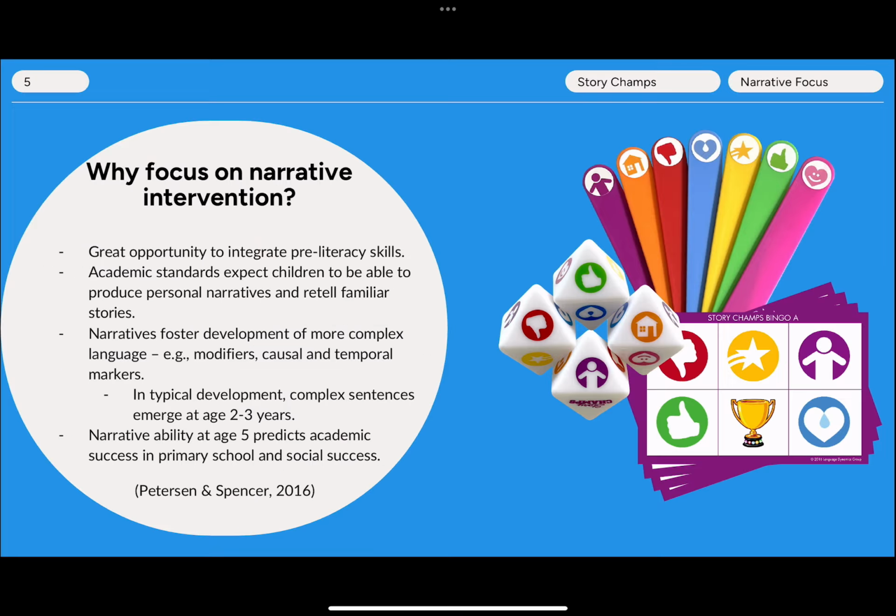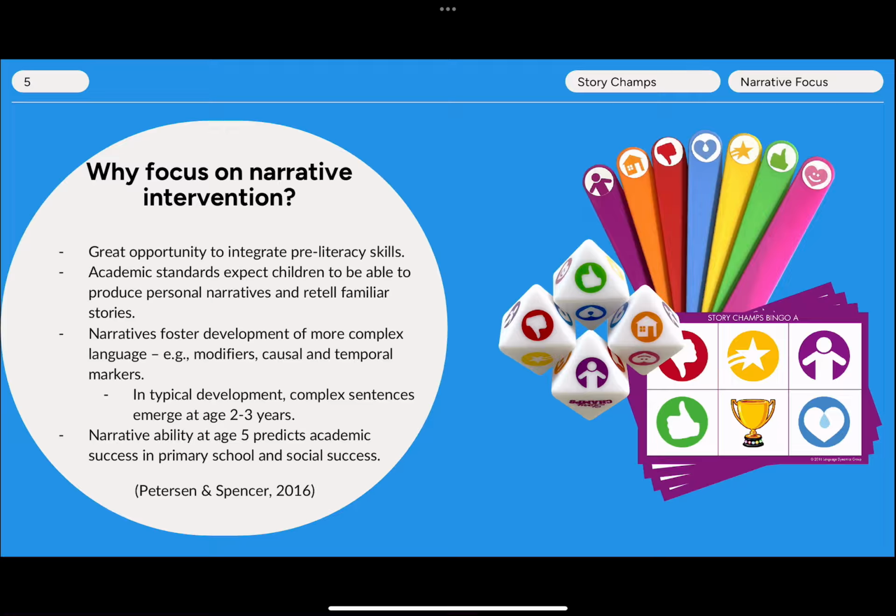I found this article and I thought it was really important to add into this as we are talking about Story Champs and why we should focus on narrative intervention to facilitate some language development. Narrative intervention facilitates a great opportunity to integrate pre-literacy skills. Academic standards expect children to be able to produce personal narratives and retell familiar stories. So it's a huge academic standard to be able to do this.